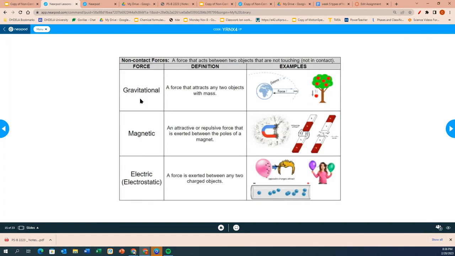Okay, so the gravitational force attracts two objects, a force over a distance. For example, the Earth and the Moon have attraction to each other, which keeps them in orbit. Magnetic force is an attractive or repulsive force. Notice that gravitational doesn't have a repulsive force, but magnetic has a repulsive force. North and south attract, but north and north don't. Electrostatic force is exerted between two charged objects.